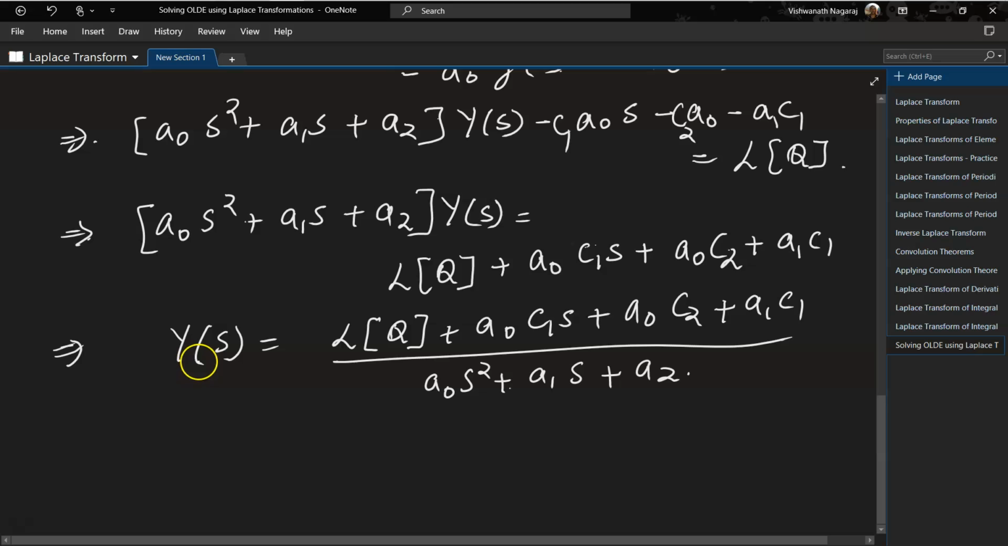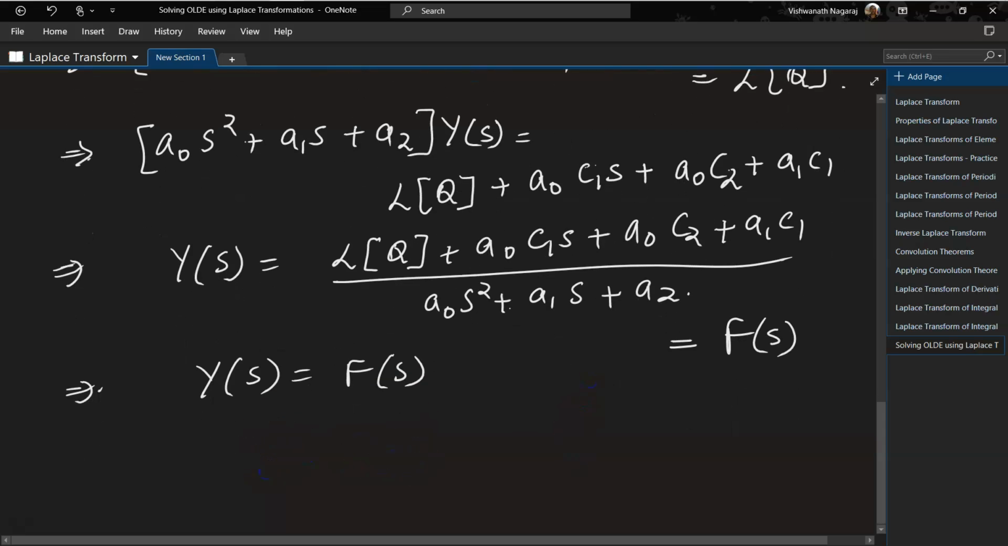We have got this, and which means what? Let us say this entire term is equal to capital F of s. So to simplify it, we have capital Y of s is equal to capital F of s, right?